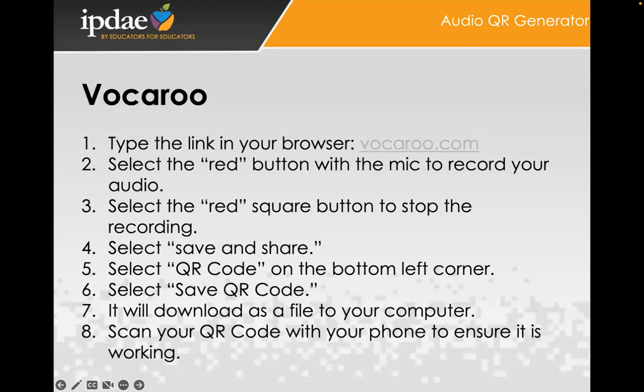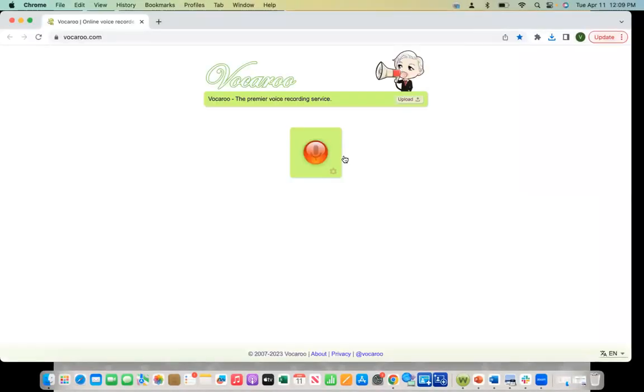Once you go to that, you're going to select the red button with the mic to record your audio. Once you record the audio, you're going to select the red square button to stop recording and then save and share. I'm going to do an example for you, and then I'll probably stop talking for a few seconds to let you do it because it's hard to record when somebody's talking, right? So let me go ahead and go to the site. And then this is the site that you'll get. And then this red button in the middle will be the way you record. So I'm going to go ahead and hit the record button.